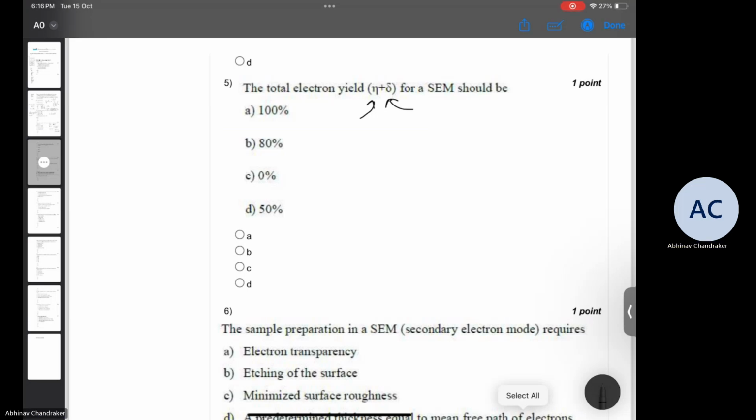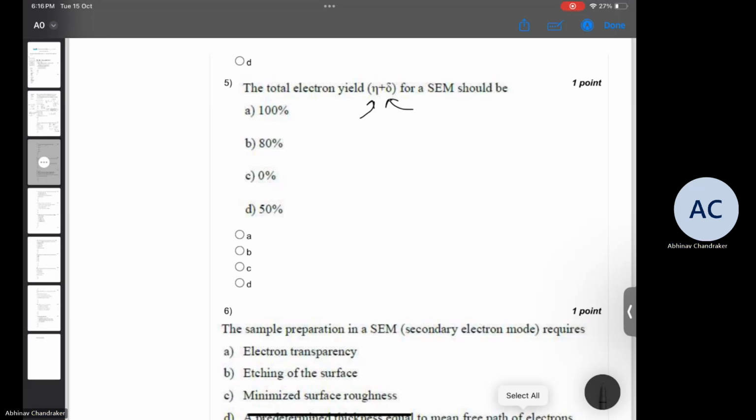The electron yield depends on the electron beam you are using, as well as the atomic number of the atoms in the specimen that you are characterizing. So it can be either more than 100% also, or less than 100% also.